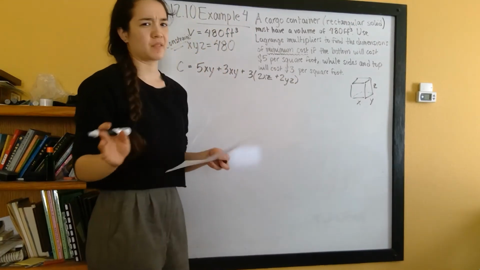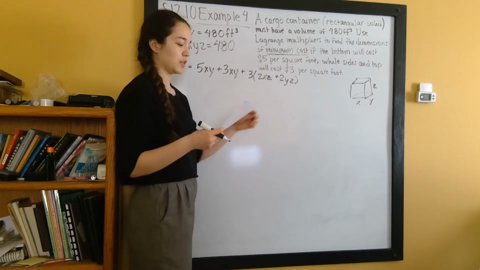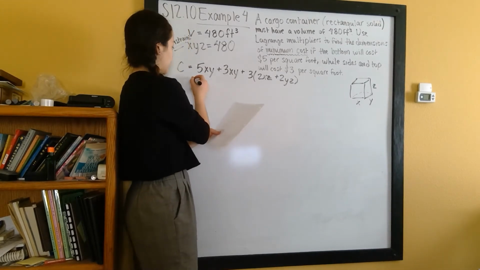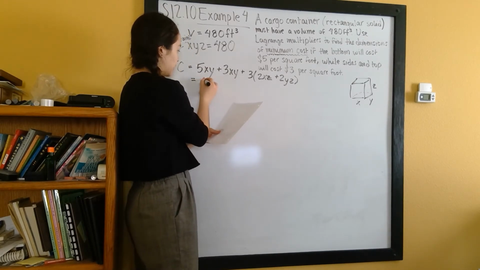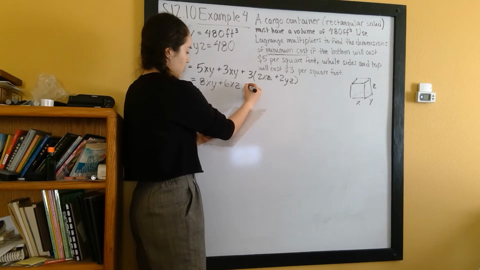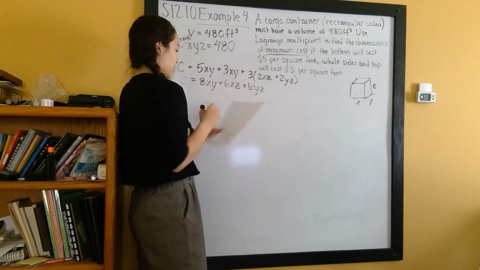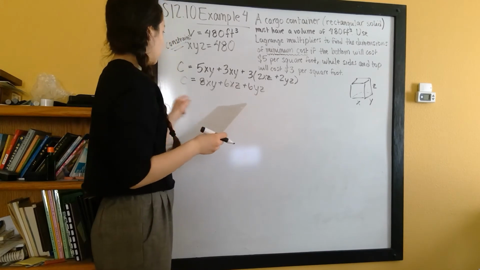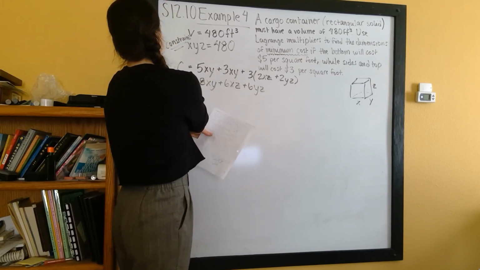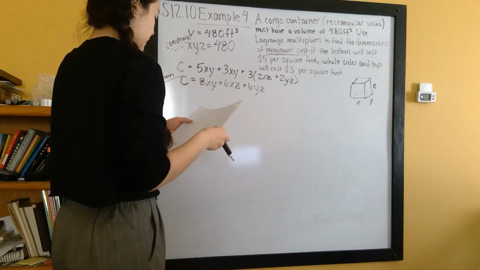And I have a little diagram of this for anyone who wants more explanation as to where that stuff is from. Okay, so simplifying this down, this comes out to 8xy plus 6xz plus 6yz for our cost. And we're trying to minimize that value of cost.